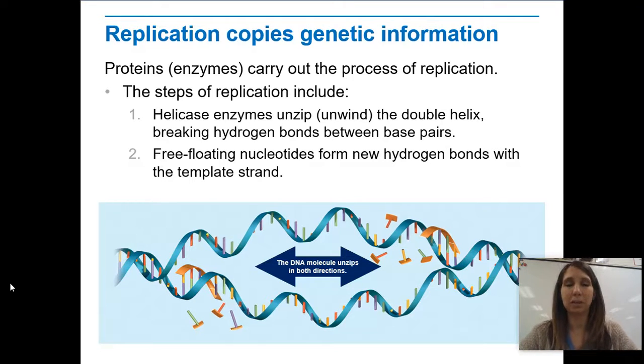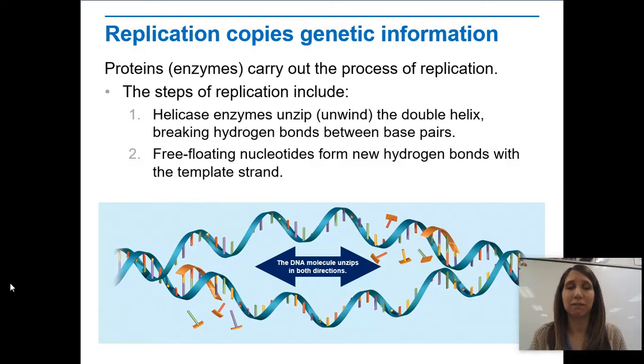So when we talk about replication, which is this copying of DNA, DNA really doesn't do anything except stay put in the nucleus. Its job is to store information, right? But it's not going to be active in this process.